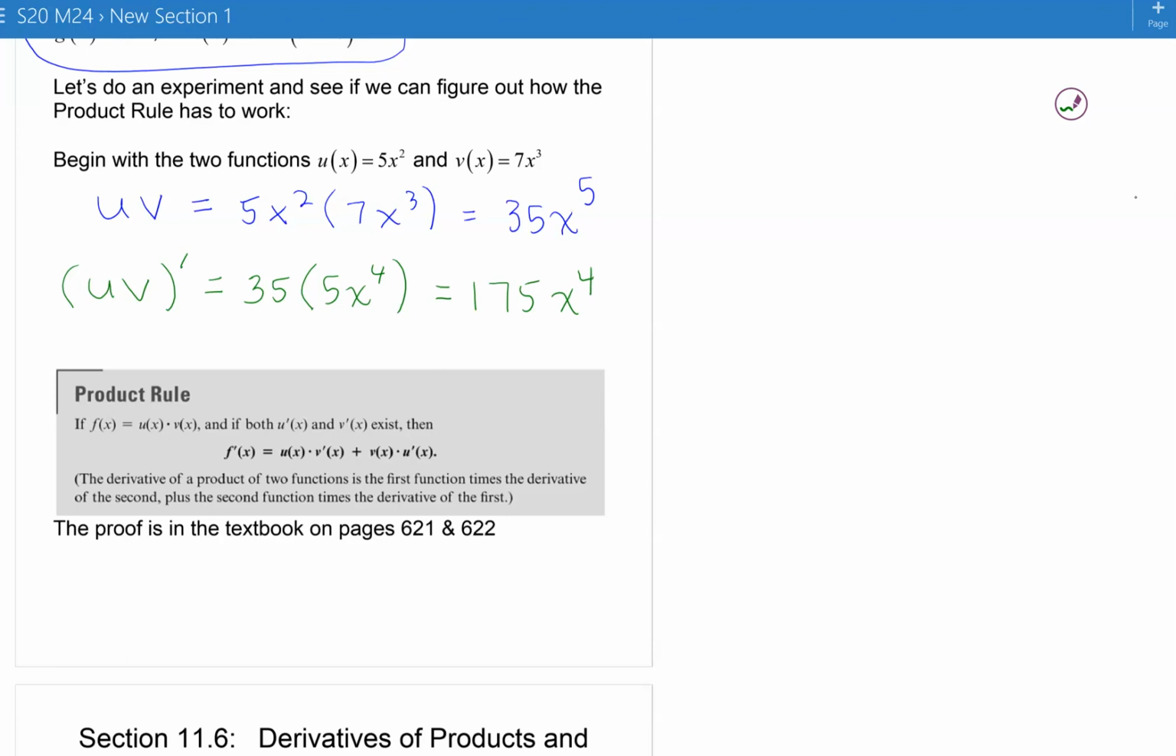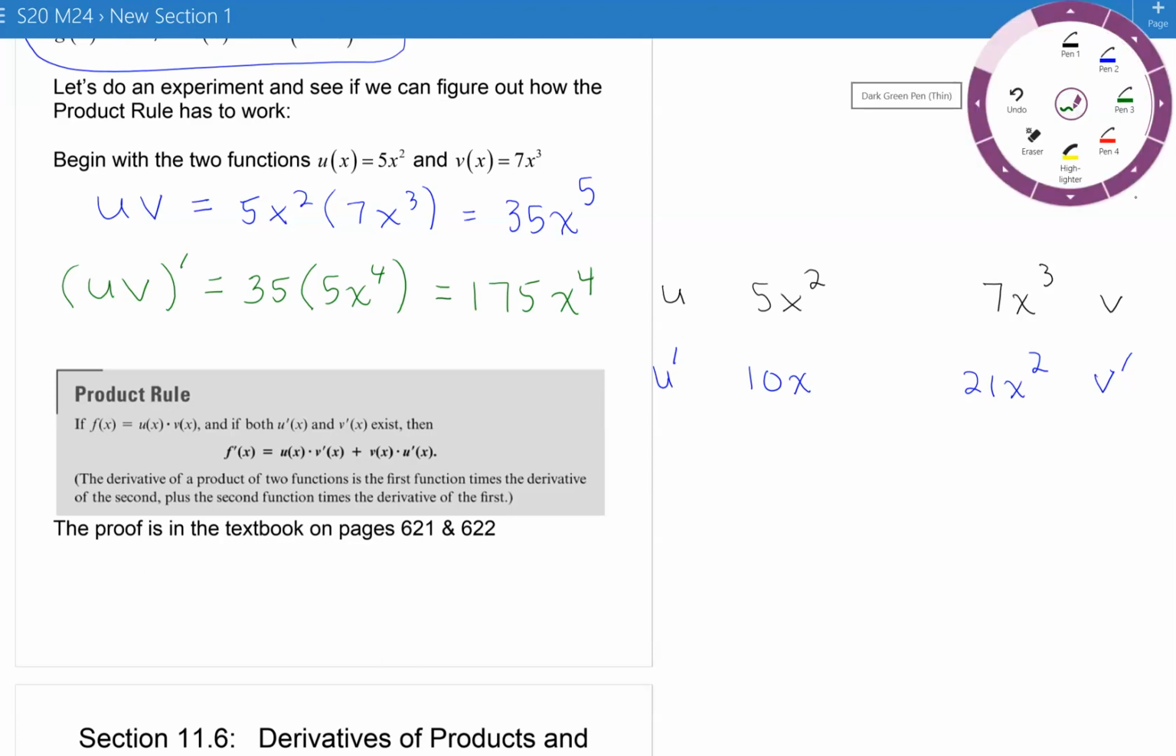Well, obviously it's not the product of the derivatives. Let's look at that some more. I'm going to write the u function here, 5x squared, and the v function over here, and give yourself lots of space because sometimes these functions are going to get long and complicated. Then I'm going to do the derivative of the u function using the power rule and the constant multiple rule, so I'll have 10x. The derivative of the v function is going to be 21x squared, using the constant multiple rule and the power rule.